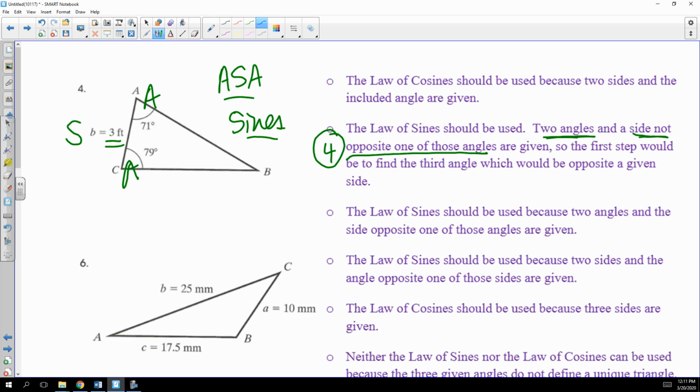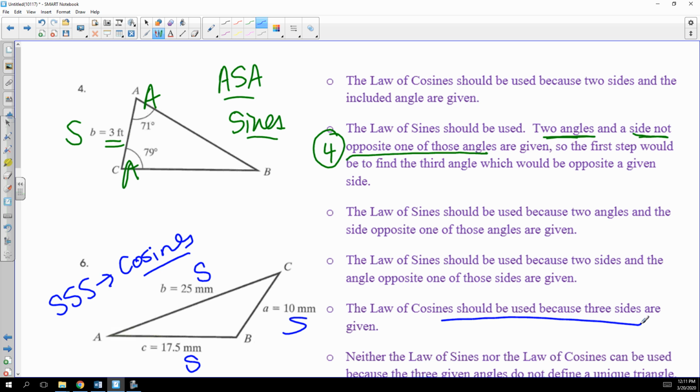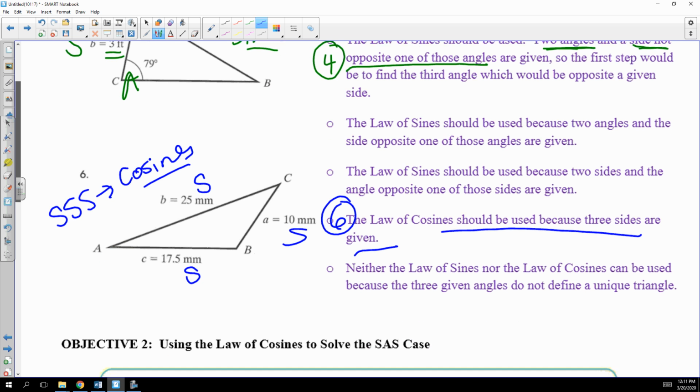And then for number 6, we have side, side, side. We have 3 side lengths known. That should be law of cosines, because 3 sides are given. This should be number 6. So each time it's going to give you a list of what to do.